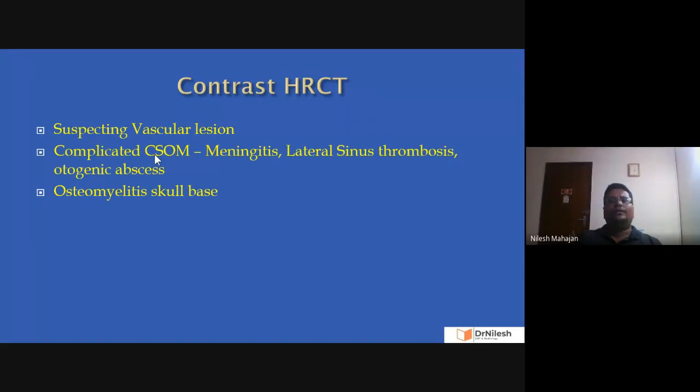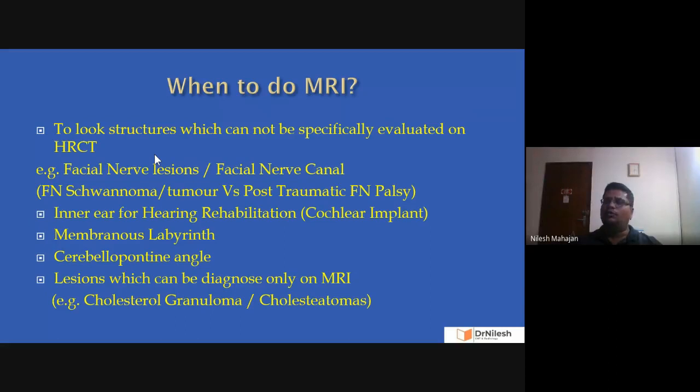Then when will you do the contrast in the HRCT? Suppose you are suspecting any vascular lesions like paragangliomas or hemangiomas, then in those cases you should ask for contrast enhanced HRCT. If there are any complications like meningitis, lateral sinus thrombosis or an otological abscess, at that time also you can advise contrast enhanced HRCT. And of course, in the case of osteomyelitis, to see the involvement in terms of granulation tissue extension.